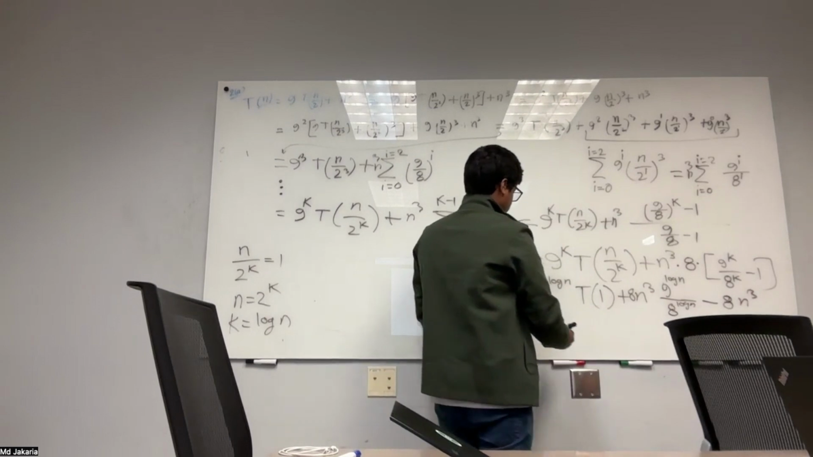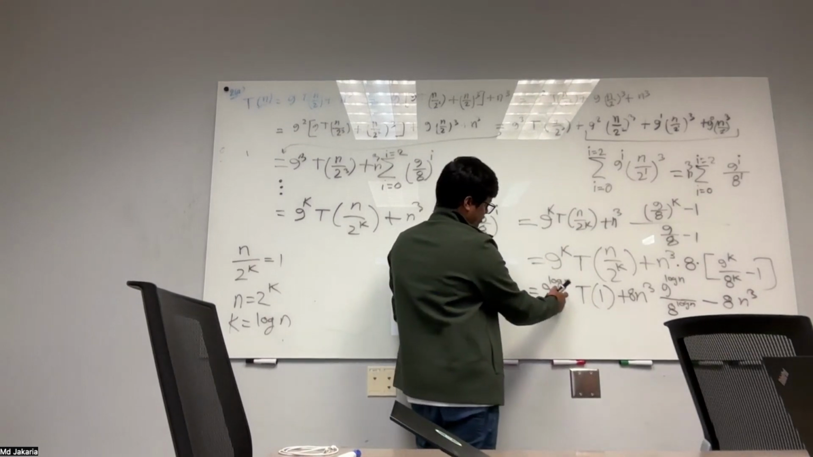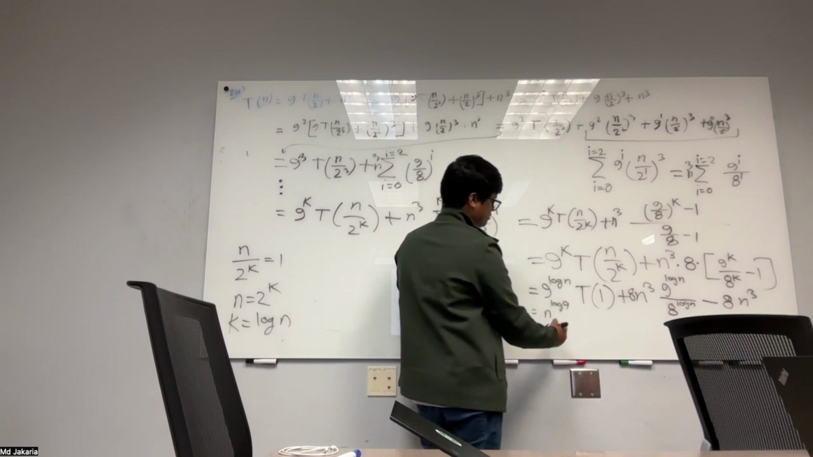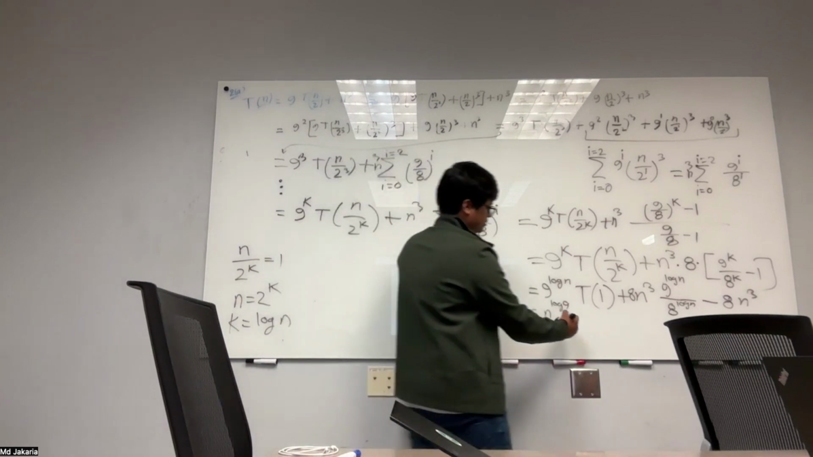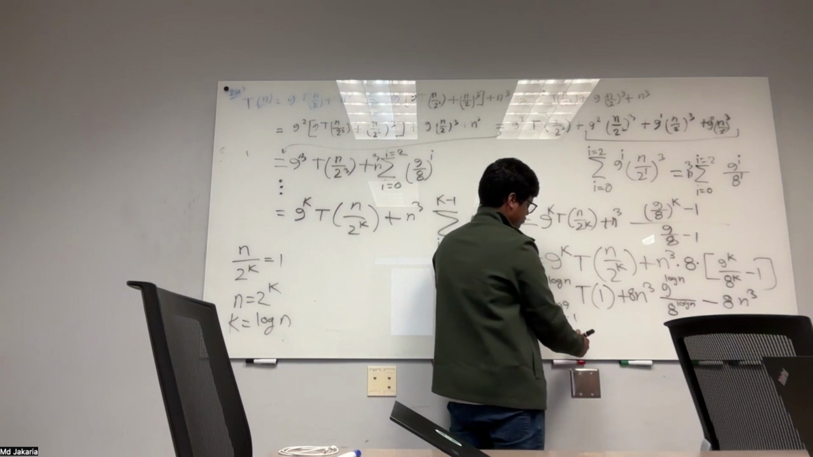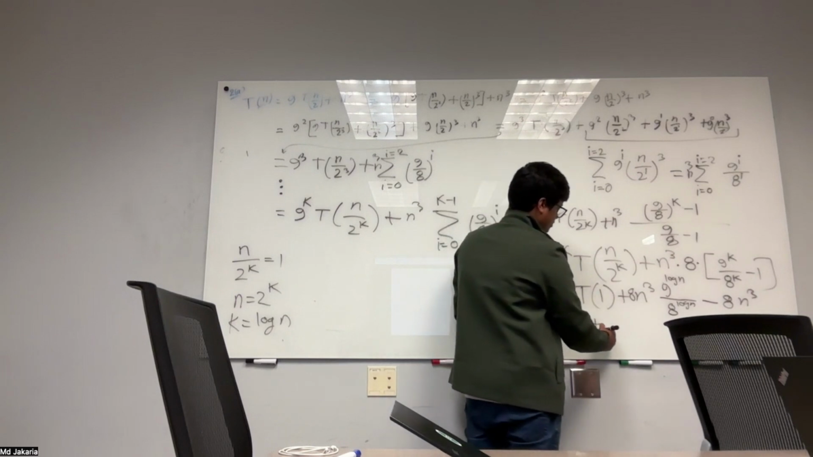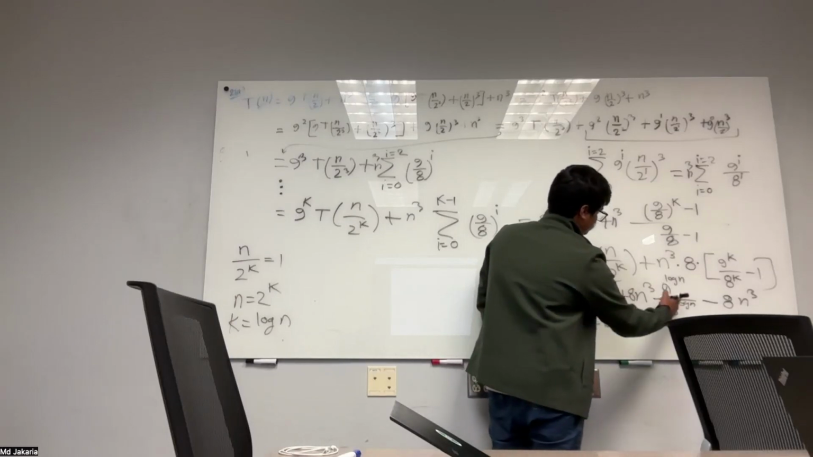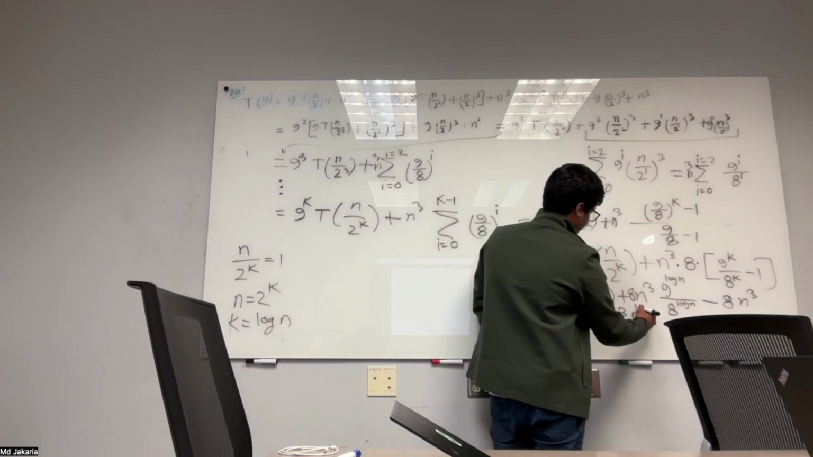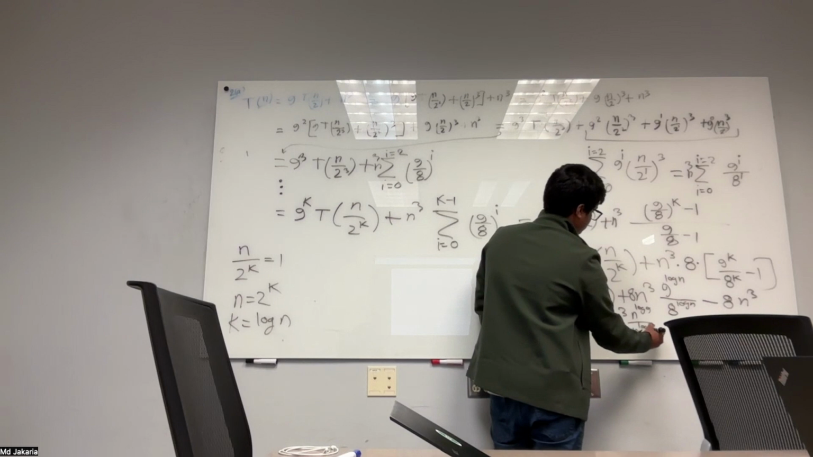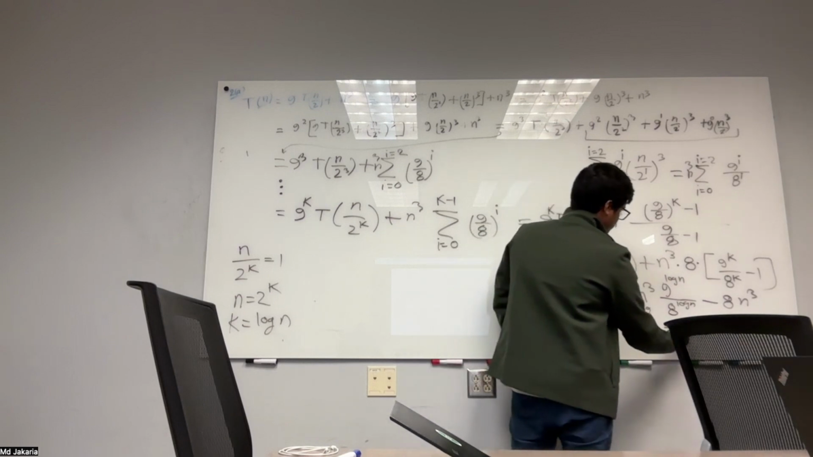Right? So we can rewrite this as n log 9. Can you do that? And so this will be something constant, say this is 1 or c, plus 8 n cube. So we can rewrite this as n log 9 and rewrite this as n log 8, right? Minus 8.